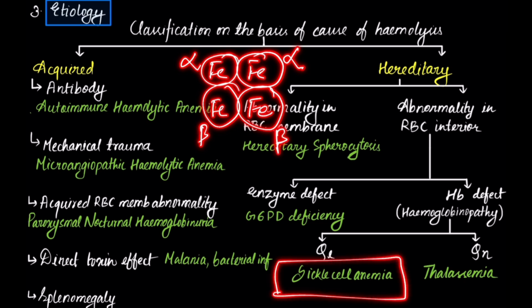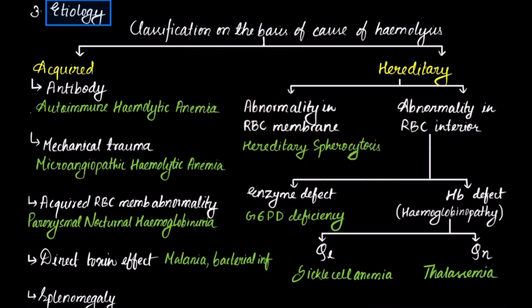In case of sickle cell anemia, there is mutation in the beta chain. As a result, not the quantity, the quality of the globin protein is affected. So there is hemoglobin defect due to qualitative defect. That is, there is defect in the quality of the globin protein leading to sickle cell anemia. In thalassemia, what happens is that either there is defect in the production of alpha chain or beta chain leading to quantitative defect of hemoglobin. So in thalassemia, quantitative defect is seen. So that was hereditary hemolytic anemias.